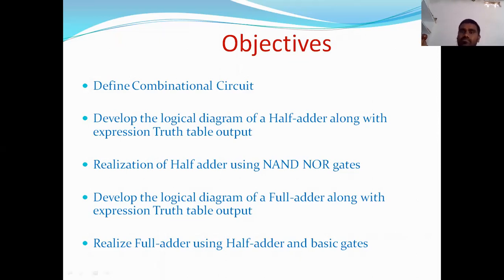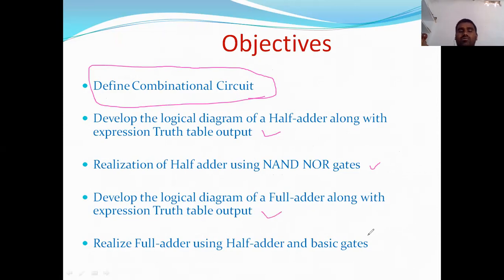So today we are completing these: define combinational circuits, and develop the logic diagram of a half adder along with the expression, truth table and output. Next, realization of half adder using the NAND and NOR gates. And develop the logic diagram of a full adder along with the expression, truth table and output. These four topics we are completing today.